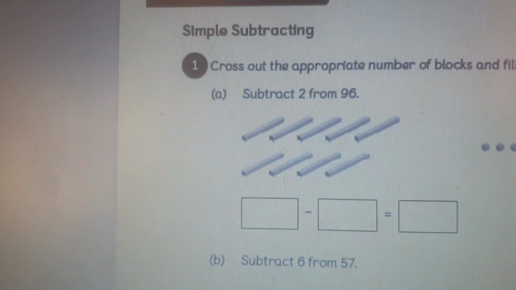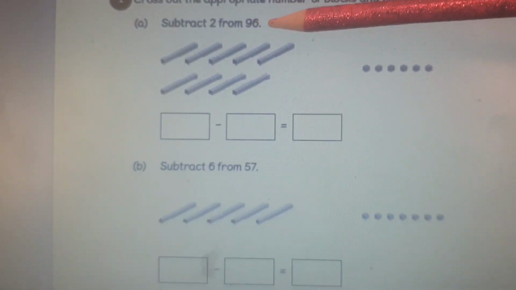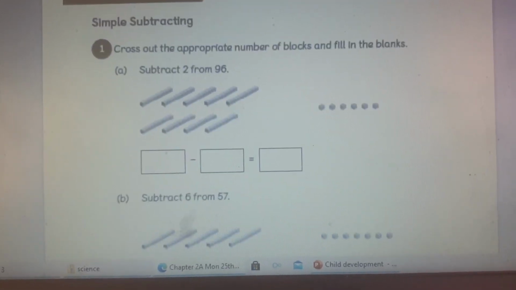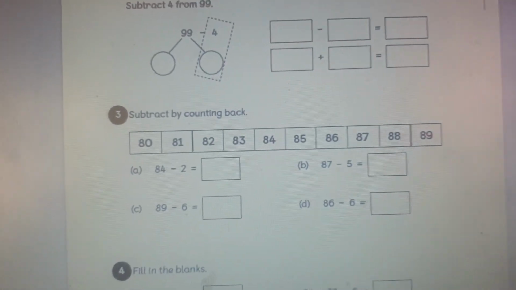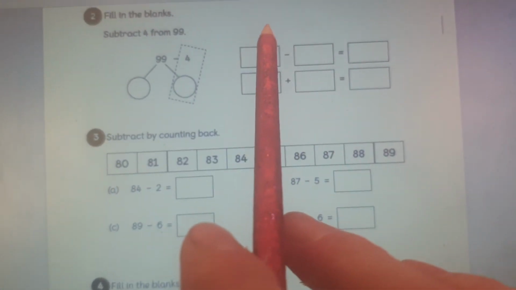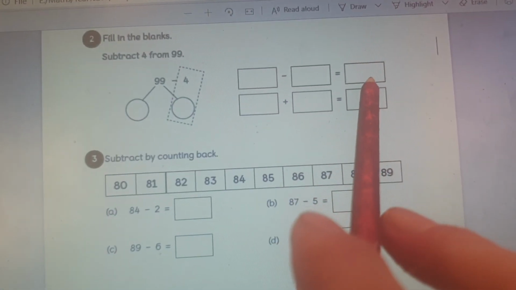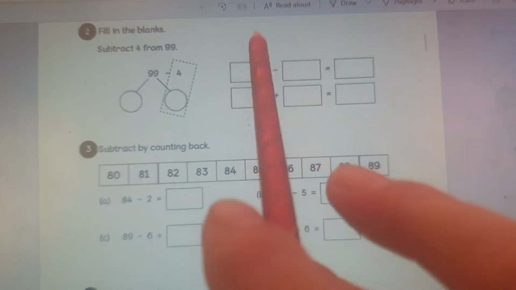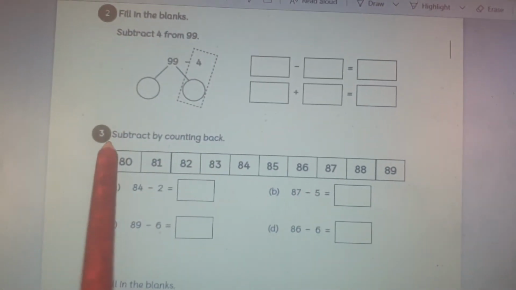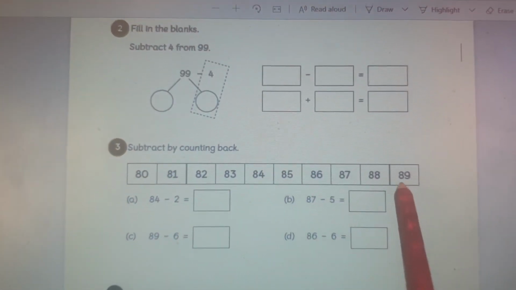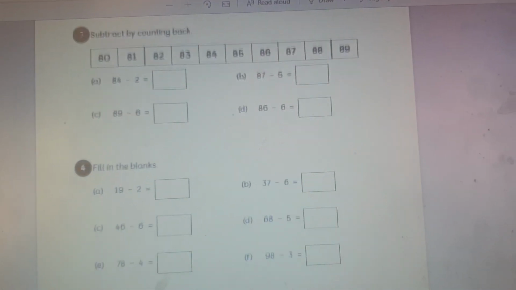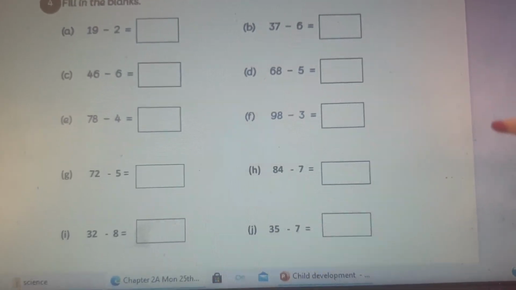And let's just have a look at our worksheets today. So it says subtract 2 from 96. And it's using rods and ones. And again, very similar. And it's getting you to check, which we should be doing anyway. So 99 take away 4 equals what? And then something add 4 equals 99. So those two are linked. And there it mentions subtracting by counting back, which I've just shown you already. So it's just giving you different strategies to help you with some quite straightforward subtraction.